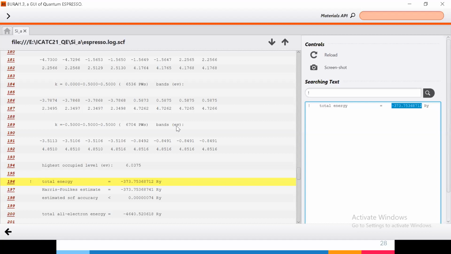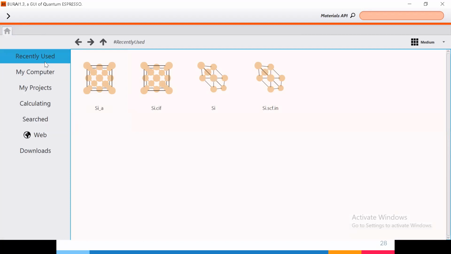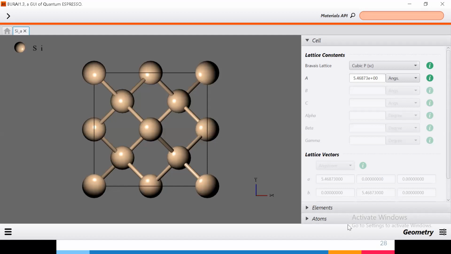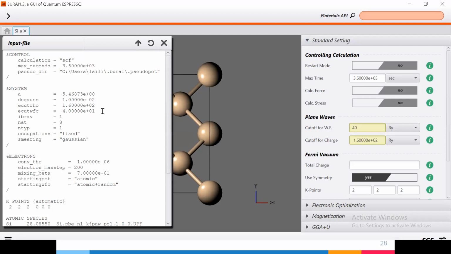So what you do is then, okay, you want to get the final one. My projects, recently used. Yeah. You can then run, because we didn't run with 40, so you can try and run with 40 and see. Instead of this, write 40, and then check the input file, and then you run again.